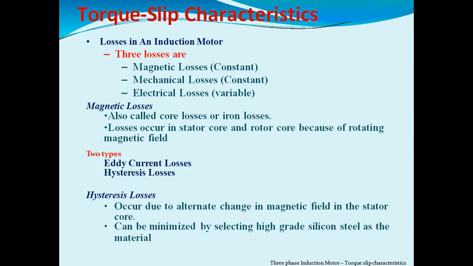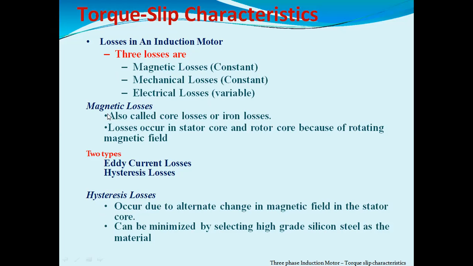When we study the torque slip characteristics, losses are introduced. These losses are magnetic loss, mechanical loss, and electrical losses. Electrical loss depends on the impedance and resistance, so we call it a variable loss. But magnetic and mechanical losses are constant. These losses get introduced in the induction motor.